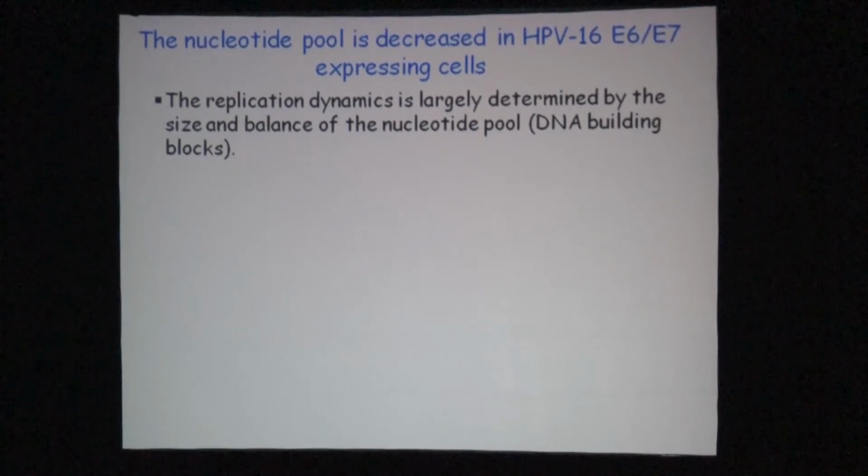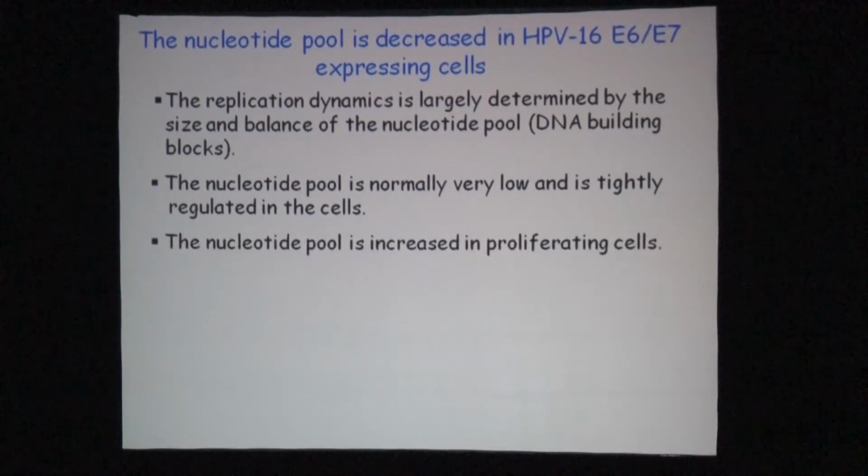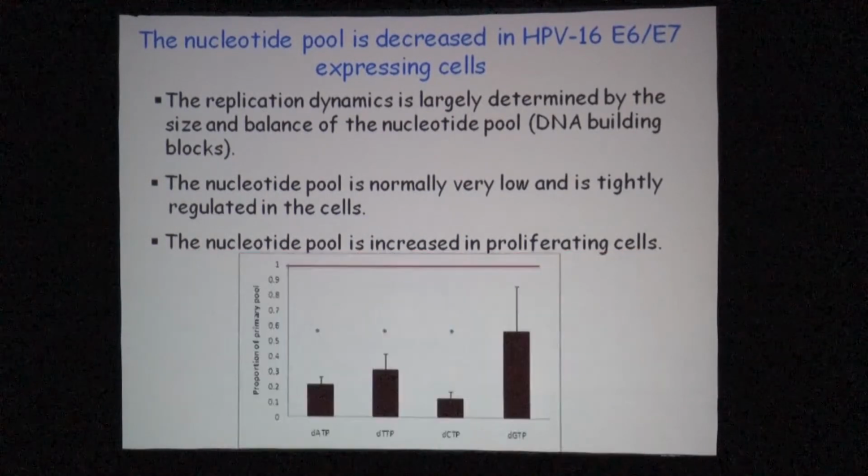It is known for many years that the duplication of the DNA depends on those building blocks that we described, A, G, C, and T. And this pool of letters is normally very, very low, and it should rise when the cells start to proliferate. So we measured what happens in a cell that is forced to proliferate by cancer genes, and what we found is that the level of these A, T, C, and G is going down instead of up. So they are not increased but decreased.